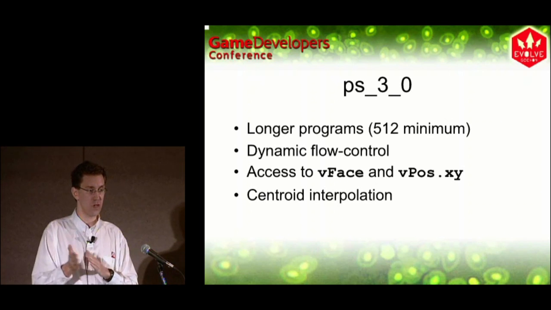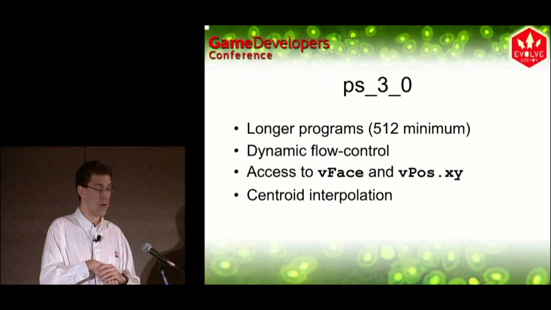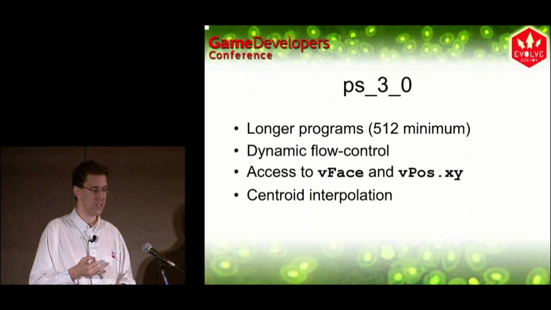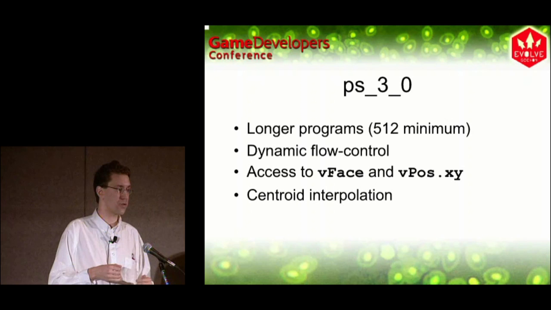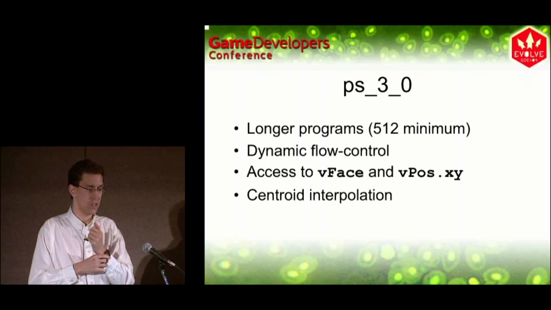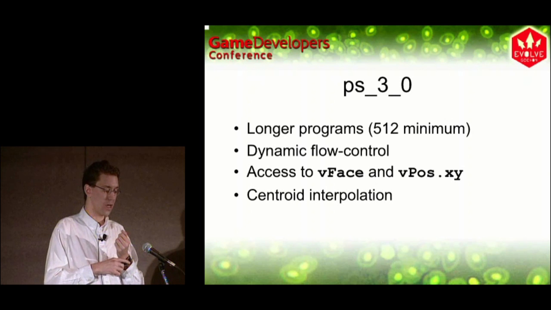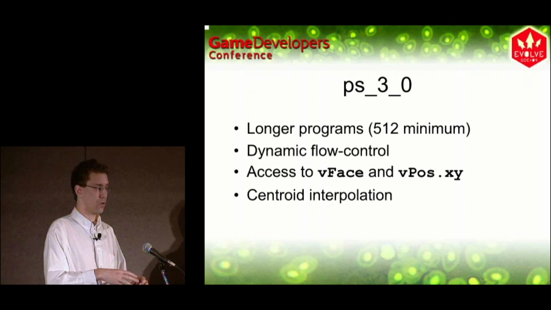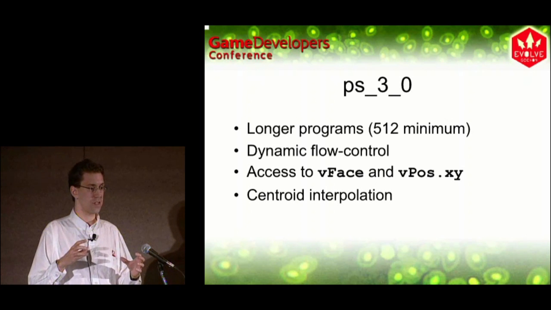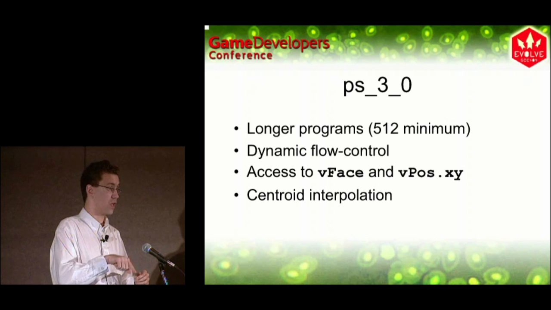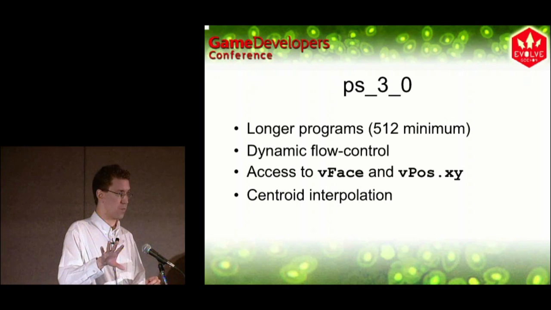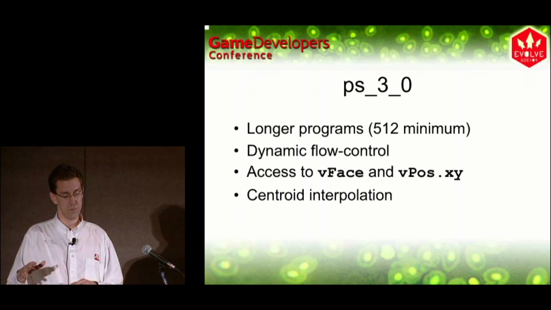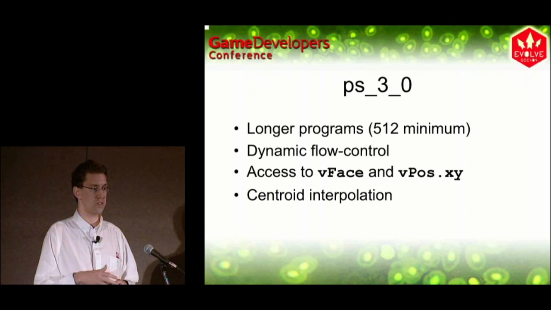PS3.0 also has longer programs, 512 minimum, dynamic flow control, access to a couple of read-only registers, vFace and vPos, and also this concept of centroid interpolation, which Sim discussed already today. It's also interesting to note that centroid interpolation can be used on PS2.x devices as of the DirectX 9.0c runtime. That's a runtime revision that's going to be coming out from Microsoft in the future, and that will enable you to use centroid on PS2.0 devices. I believe that's capped because not all PS2.0 devices support that.